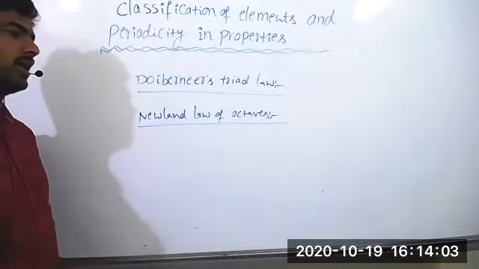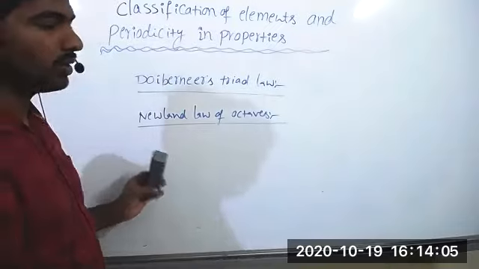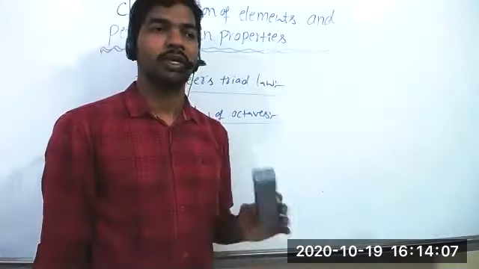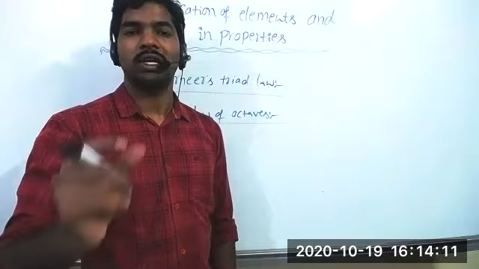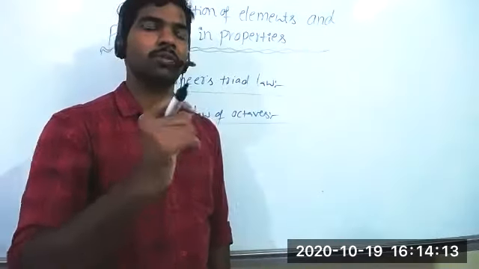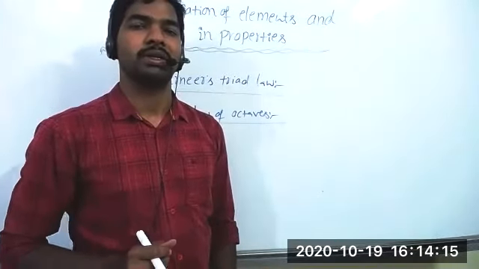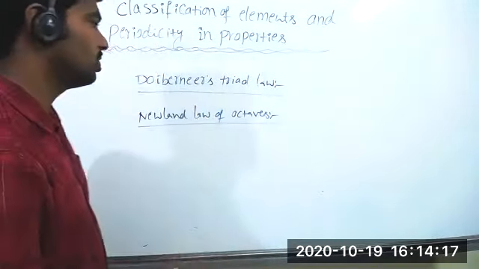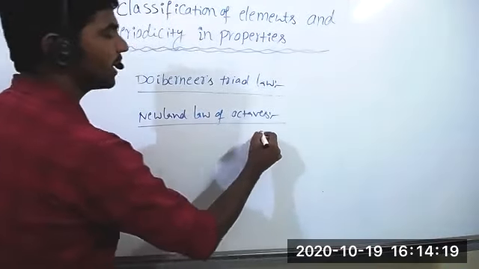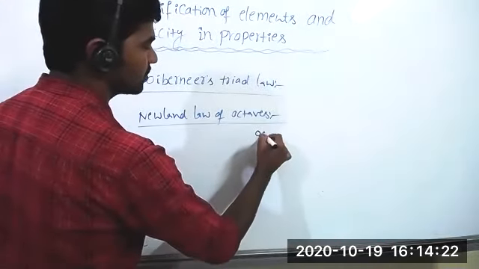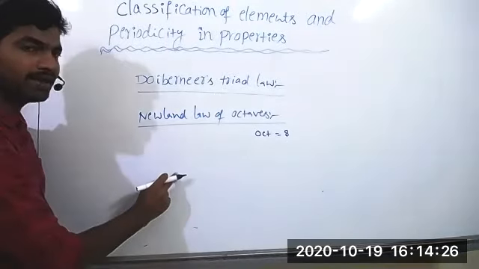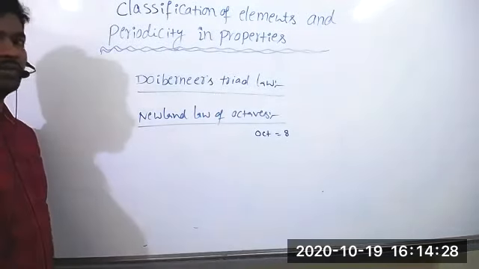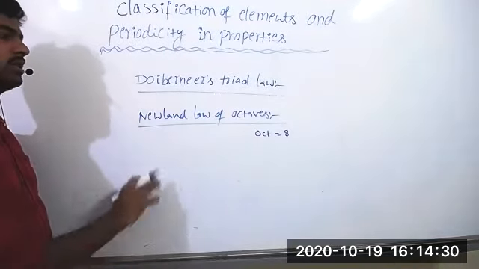Next scientist, Newlands, arranged all the known elements in increasing order of their atomic masses. And he observed one thing: the property of every 8th element is similar to the properties of the first element. This is what we call Newlands' law of octaves. Octave means eight. So the property of every 8th element is similar to the property of the first element.